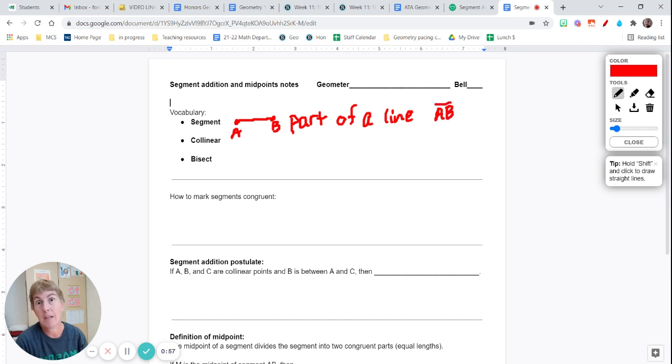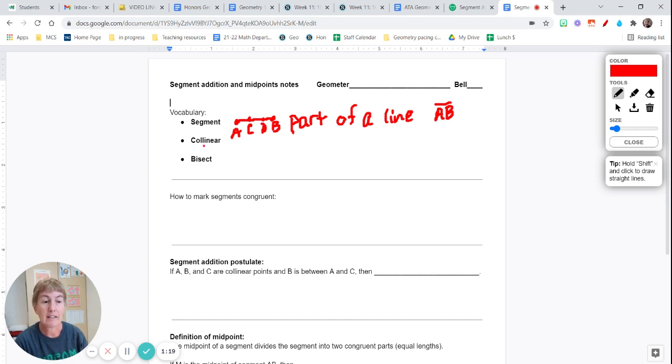Or we could say BA. Doesn't matter where you start and where you finish. Now, that is still true even if there are more points named in here. If I had another point C or D or whatever, if I'm talking about the whole thing, it's still segment AB. I don't put more names in there, even if they're drawn.